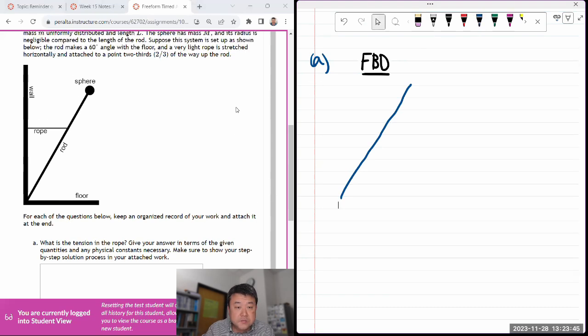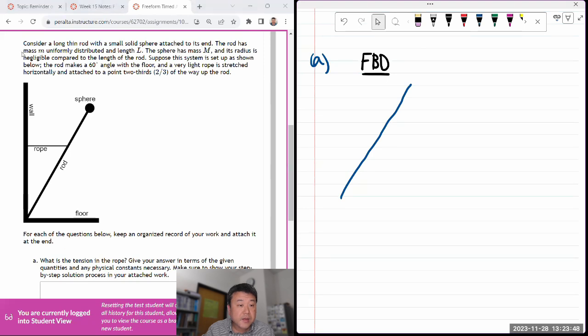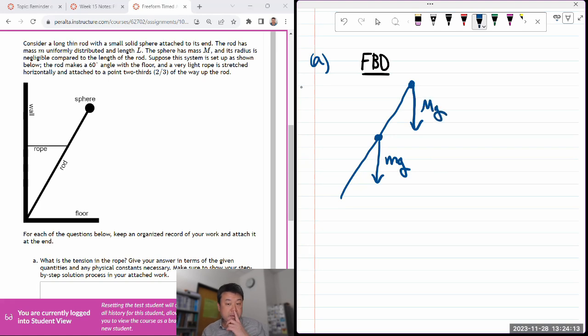So this rod has some mass, I think. The rod has some mass m uniformly distributed, and length L. So the gravity acting on the rod, it'll act like it's acting at the center of mass. So I have gravitational force mg acting on the rod, and there's a sphere at the end. So I'll have another gravitational force acting on the combination of sphere and the rod, capital Mg, and the rope, it's probably applying some tension force. So let me draw that tension force to the left.